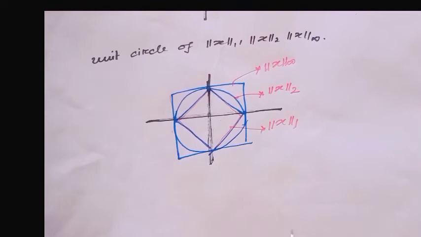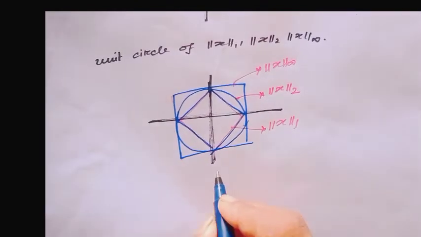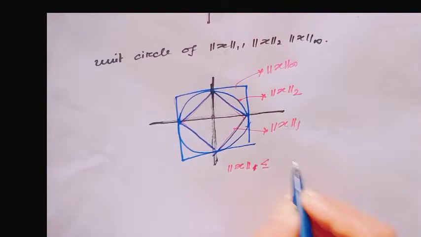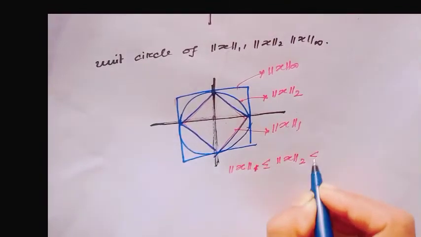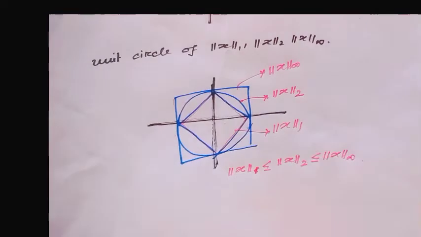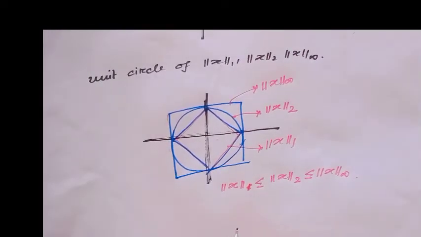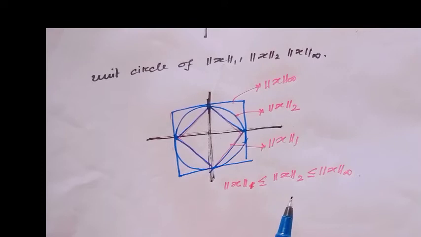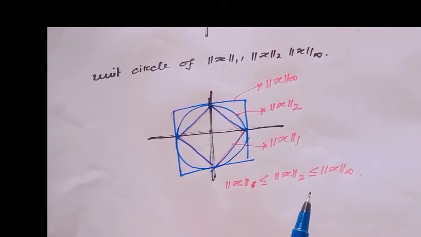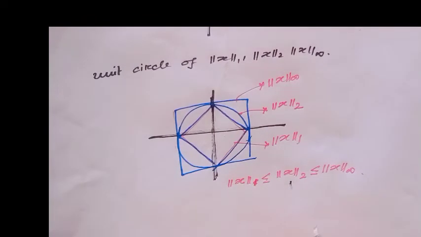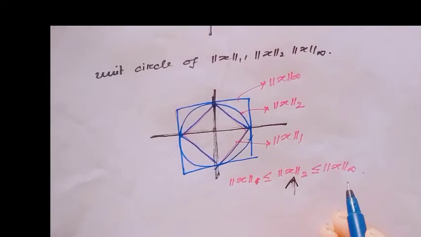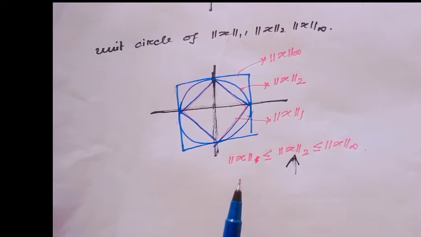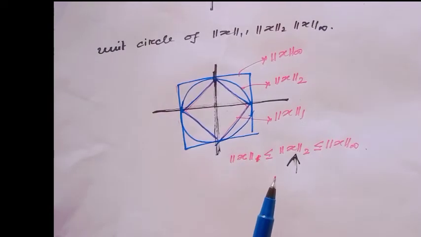And notice from this picture we can tell norm x1 is less than or equal to norm x2, and norm x2 is less than or equal to norm x infinity. That means the unit circle for norm x1 is smaller than the unit circle of norm x2, and the unit circle of norm x2 is smaller than the unit circle of norm x infinity. That means in which norm the function is defined is more important.